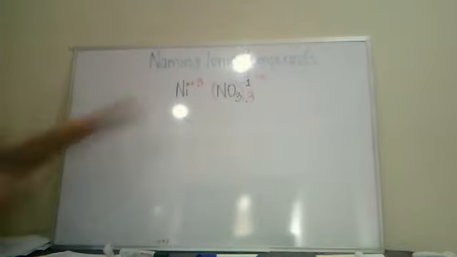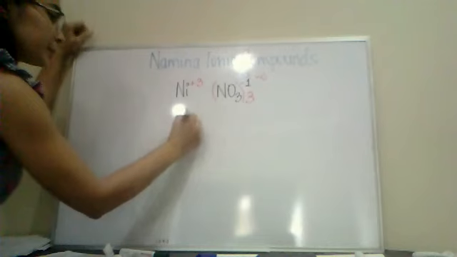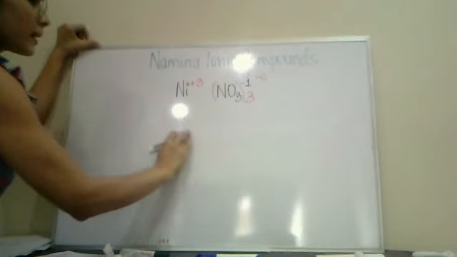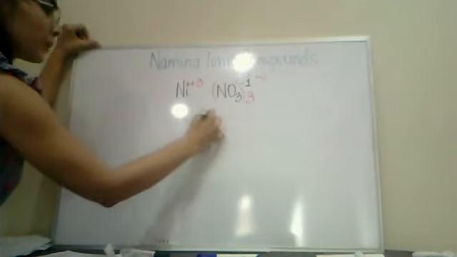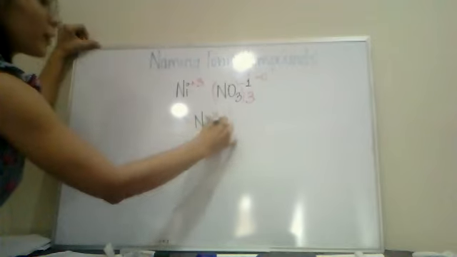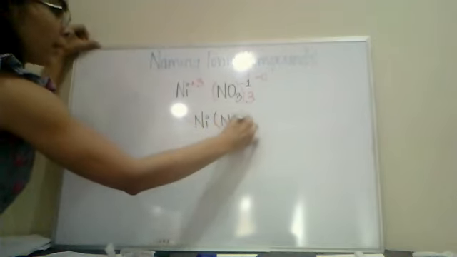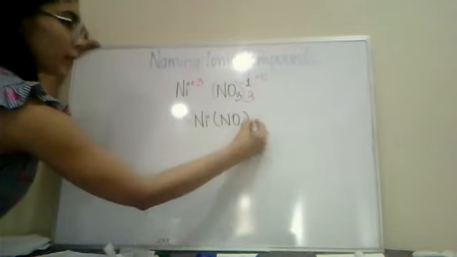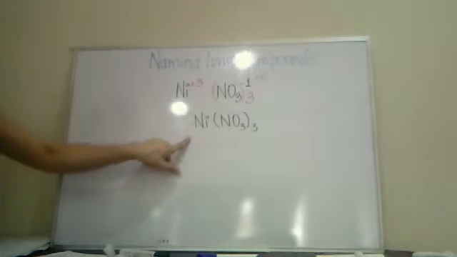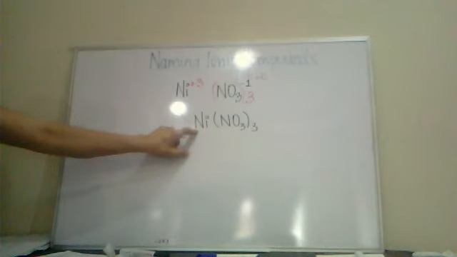So here we have nickel. I'm sorry, this compound is going to look this way: nickel, open parenthesis, NO3, close parenthesis, and then I put the other number. Are we clear with this example? With this polyatomic ion?